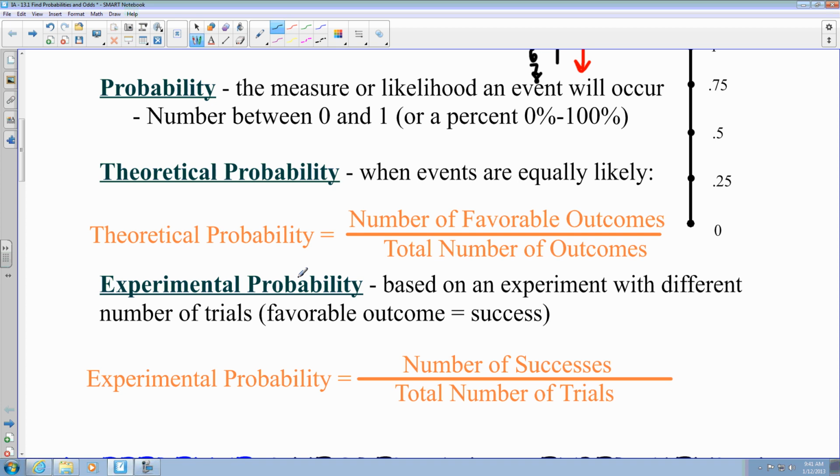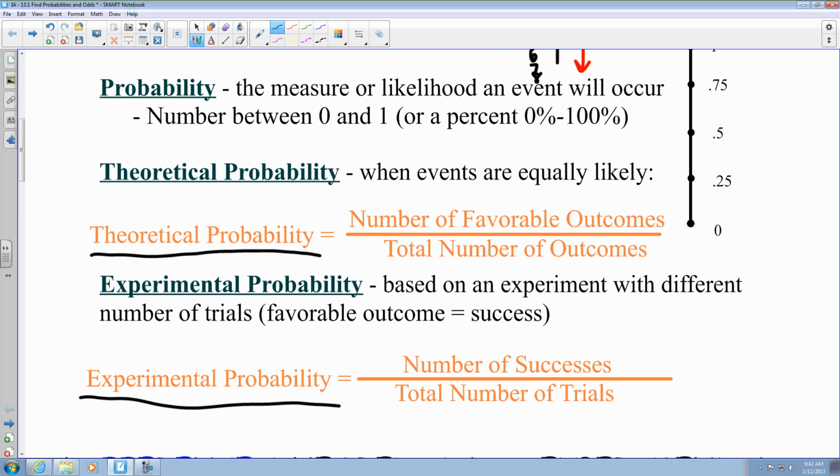And then probability is broken up into two categories, theoretical probability and experimental probability. Theoretical probability is basically testing what's going to happen. And then experimental probability is taking the data and showing what actually happened.